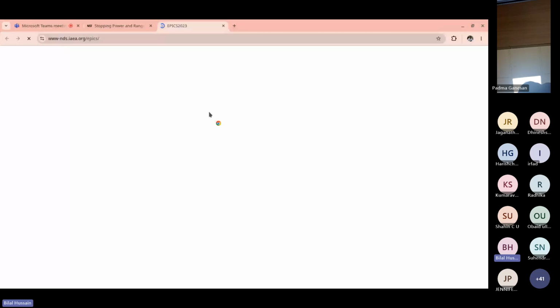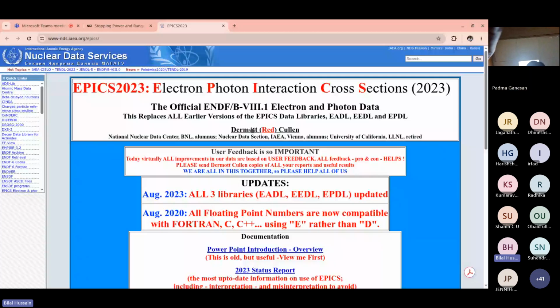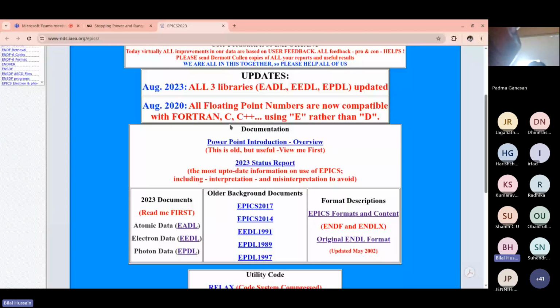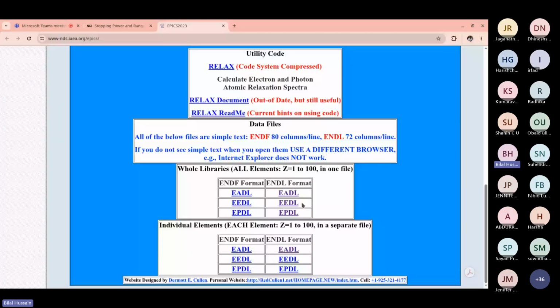These databases are available in two formats, ENDF and ENDL, and we can download them from here. The database is available for individual materials, and the whole set of materials can also be obtained. Each one gives you some information.